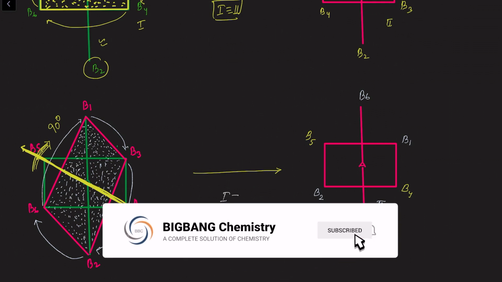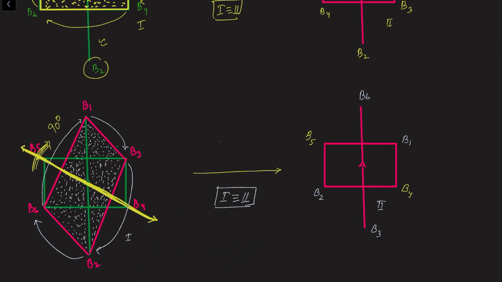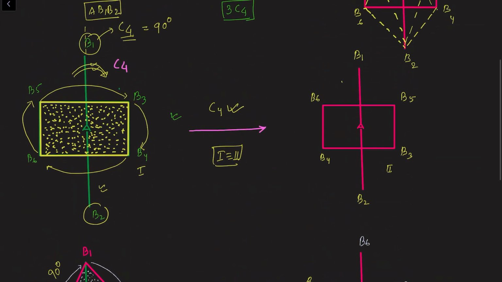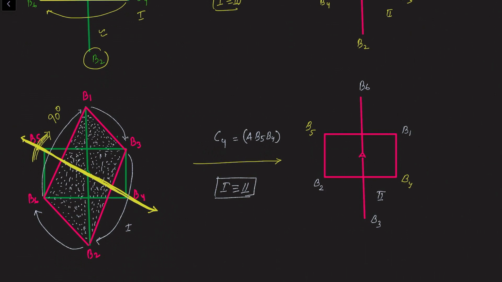So these two structures are equivalent to each other, and equivalent to the original structure. That's why this is the second C4 proper axis of rotation present in this molecule. The second one contains the A atom, B5 atom and B4 atom, and the first one was containing the A atom, B1 atom and B2 atom. While rotating the molecule and interchanging the positions of B atoms, first decide your direction of rotation, then accordingly interchange all the positions.